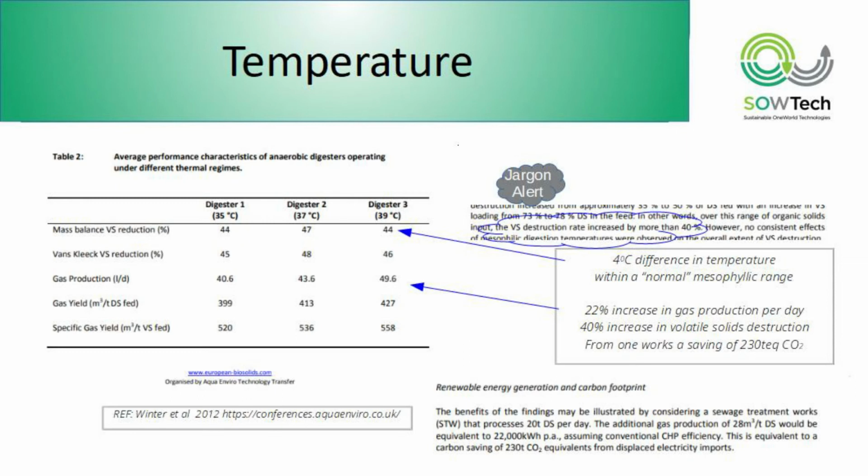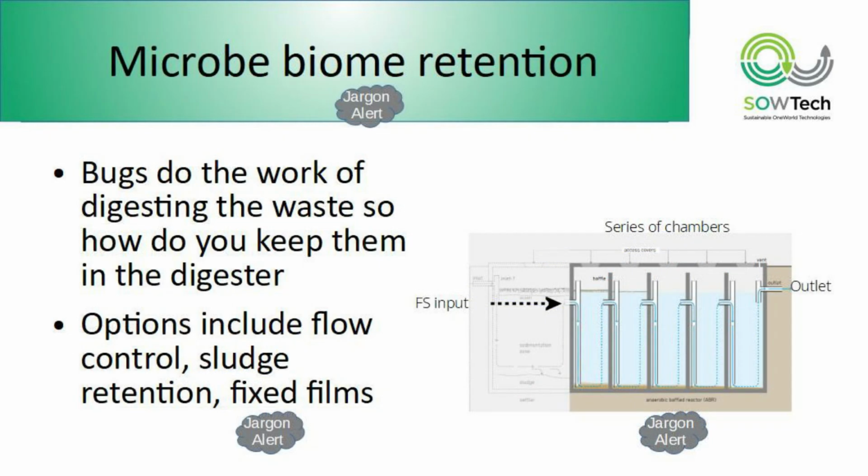The bug culture or microbiome of the digester is what makes it work. So how do you keep them in the digester and how do you not flush them out with new waste? There are a number of strategies to do this, but most are reflected in the design of the structure. The anaerobic baffle reactor, or ABR, retains biome by having a very large surface area to volume ratio, and the bugs stick to the walls. Other options used are retention of sludge and structures within the digester to create fixed films.